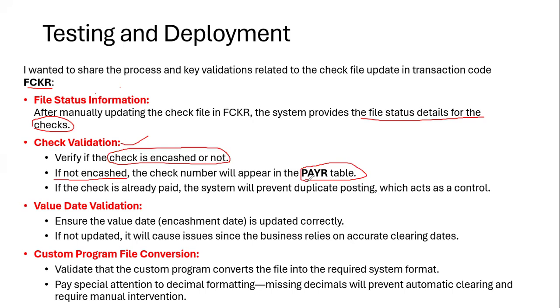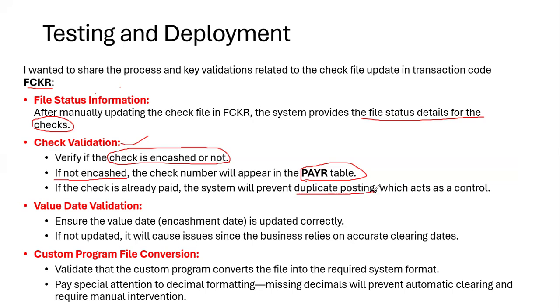Okay, if it is not encashed, it means it is not paid. The encashment status, the check paid status, is not available. Only then will the system consider doing the payment for that check. If the check is already paid, the system will prevent duplicate postings. Even by standard functionality, if the check is already paid, it is not possible to reprocess the same check number.